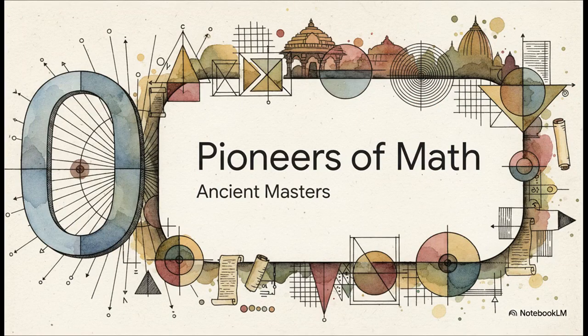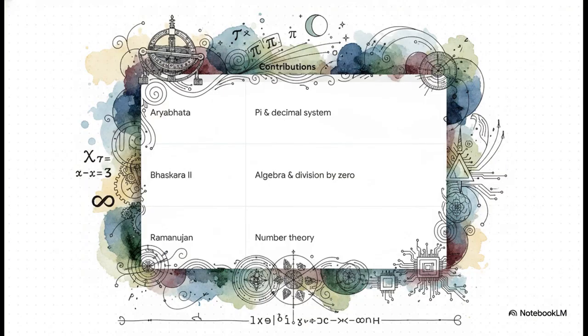Section 3. Ancient Masters of Mathematics, the Architects. It is honestly staggering when you look at the immense scale of individual genius stretching across time here. In the ancient era, you have Aryabhata. He wasn't just messing around with basic counting. He was providing highly accurate approximations of pi, and he developed the decimal place value system we still rely on every single day.